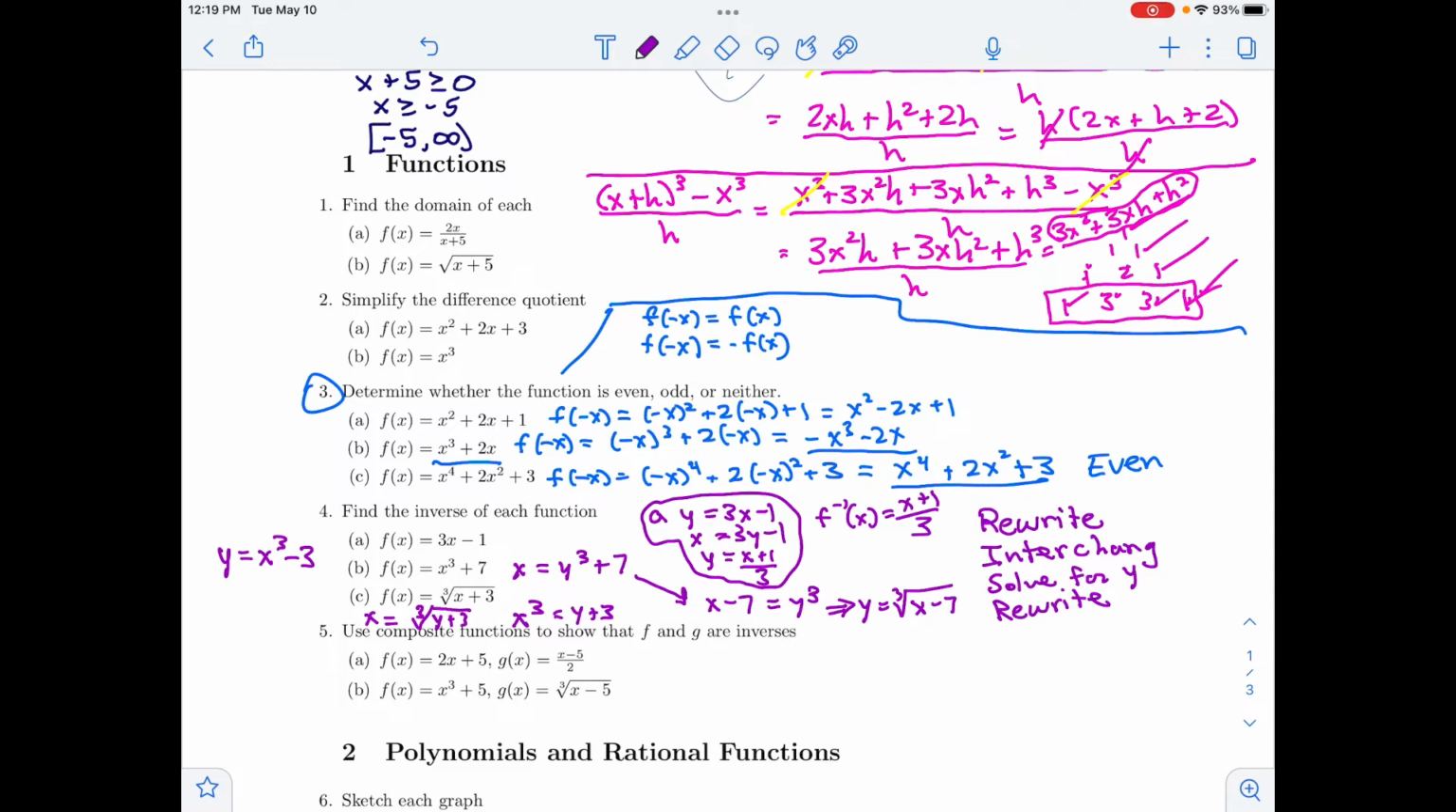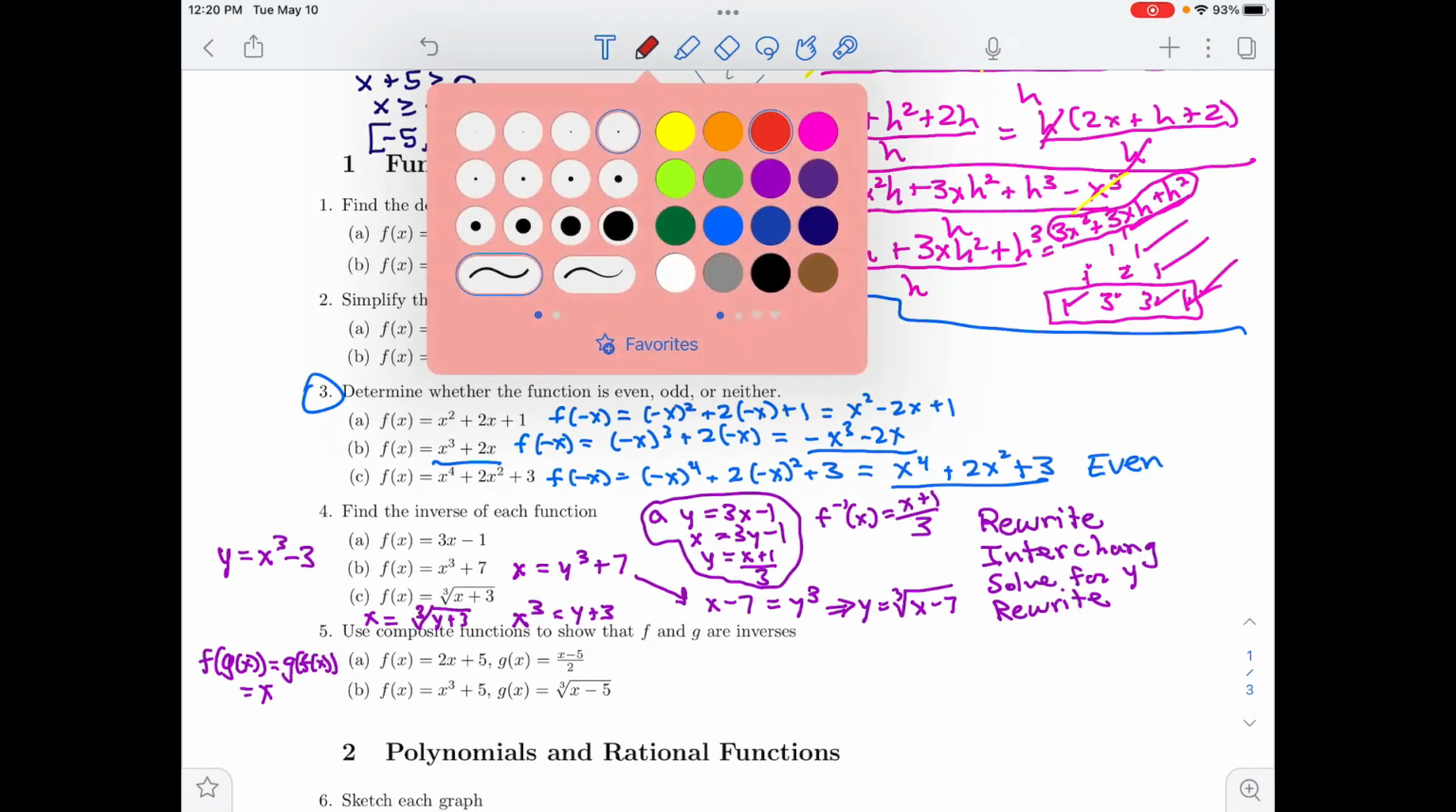Okay, now, let's suppose that we've got a couple of functions and we want to demonstrate that they are inverses of each other. Well, functions are inverses of each other if this is true. If f of g of x is equal to g of f of x, and those are both equal to x, when that happens, we say, okay, those two functions are inverses of each other. So let's see how this goes.